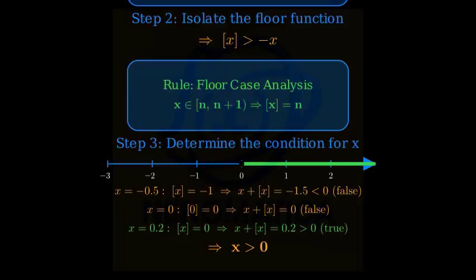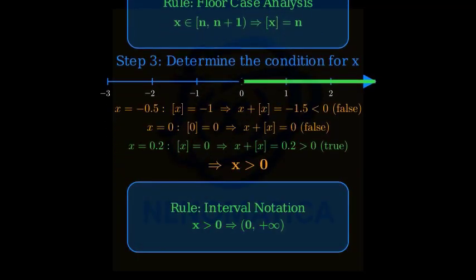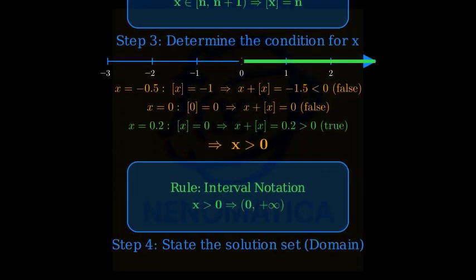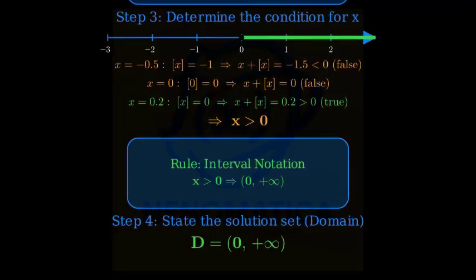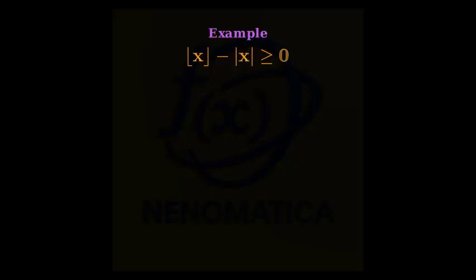Step 4. State the solution set in interval notation. We show the interval notation rule box, then the step title, and finally the domain D equals 0 to infinity, open at 0. We will solve the inequality, floor of x minus absolute x greater than or equal to 0, exactly following the algorithm shown. First, we show the problem as an example. Then we write the inequality in bold orange.